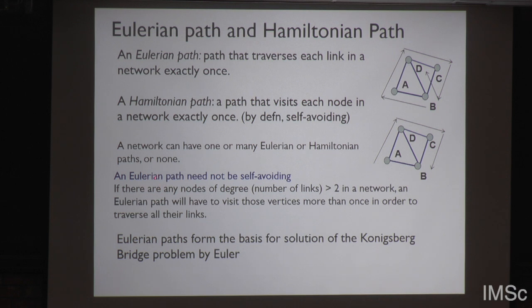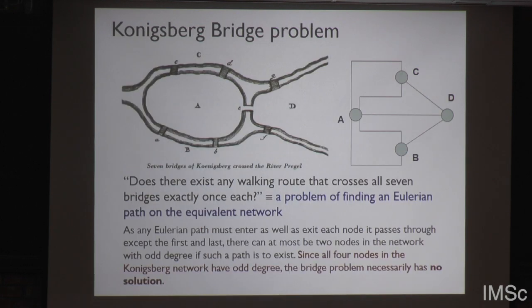Now, an Eulerian path need not always be self-avoiding. You might have to go through the same node multiple times, often when you have to exactly visit each edge once and once only. And in fact, it's the Eulerian path which forms the basis for the solution of this Königsberg problem. So let's look at the Königsberg problem once more.